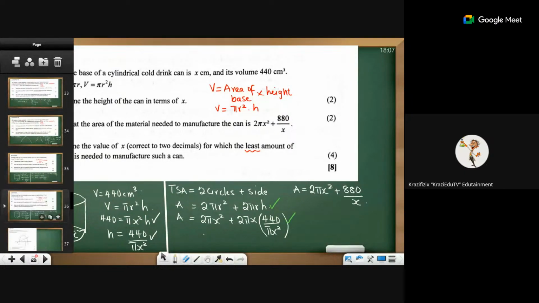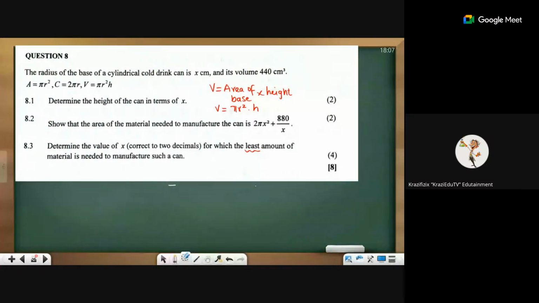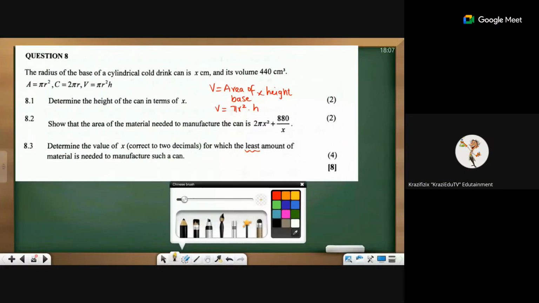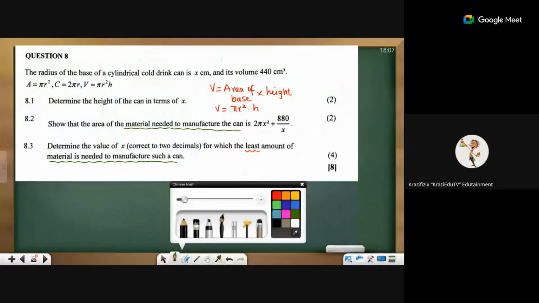Now, 8.3, determine the value of x. Okay, the examiner already is working with something here. You need to read carefully to know which one you are working with. They said the least. Least means our first derivative is 0. Amount of material needed to manufacture, and this is material need. Can you see that, right?